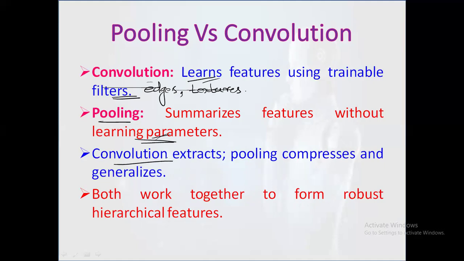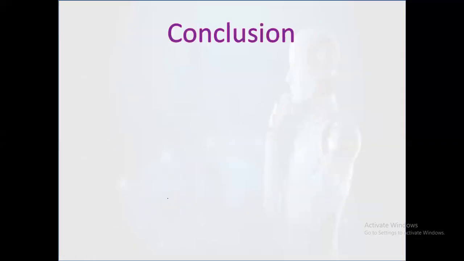Convolution increases the representation power of the network, while pooling controls the complexity and improves the robustness. Together they allow the convolution neural network to build rich hierarchical feature representations while maintaining efficiency. Next.